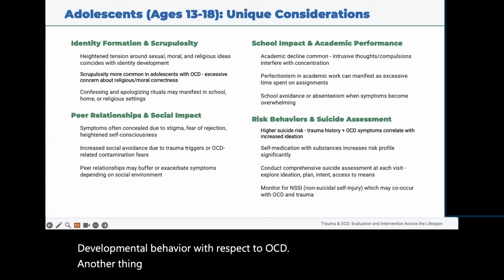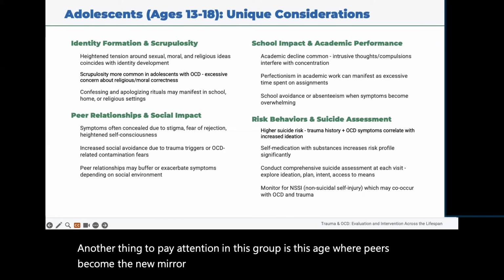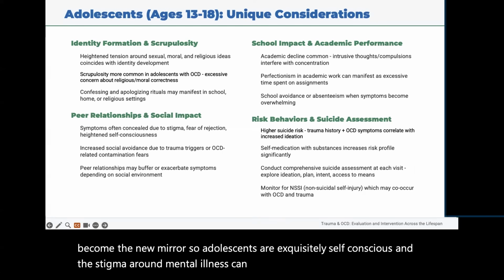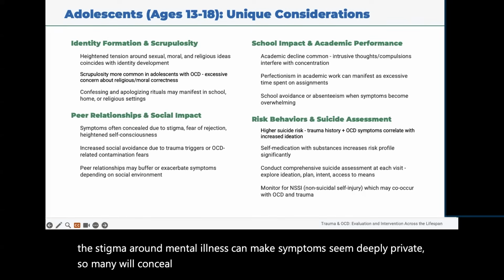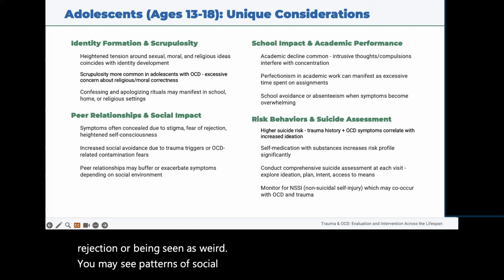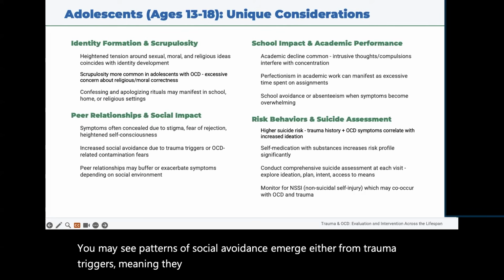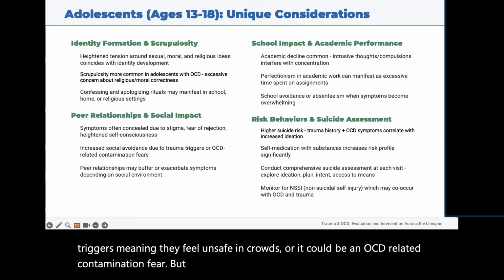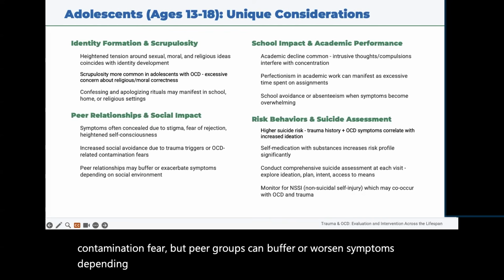Another thing to pay attention to in this group is this age where peers become the new mirror. So adolescents are exquisitely self-conscious, and the stigma around mental illness can make symptoms seem deeply private. So many will conceal compulsions or trauma symptoms out of fear of rejection or being seen as weird. You may see patterns of social avoidance emerge, either from trauma triggers, meaning they feel unsafe in crowds, or it could be an OCD-related contamination fear. But peer groups can buffer or worsen symptoms depending on whether the environment reinforces the shame or offers connection.